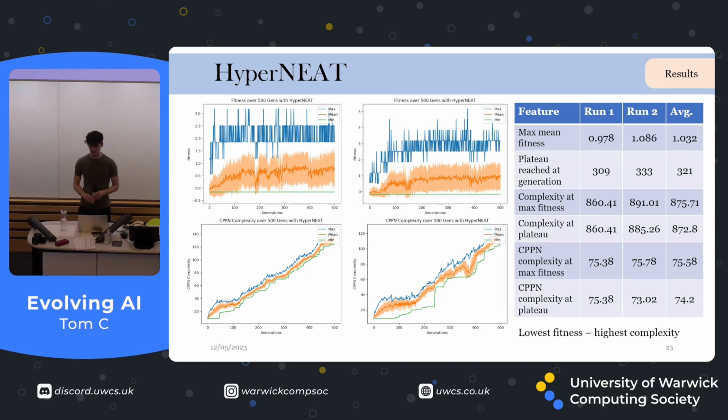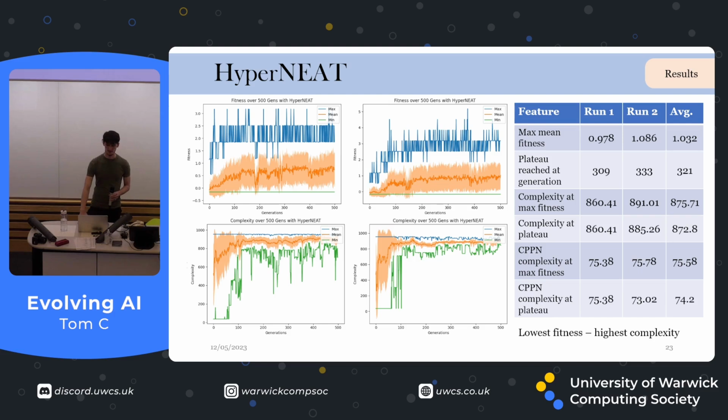Additionally, the CPPN complexity, this is the complexity of their CPPN I mentioned earlier, not the complexity of the agents themselves. Because it is evolved using NEAT, the complexity here looks very similar to that of the NEAT algorithm. But it may be more interesting to look at the complexity of the agents themselves. So here we see a very, very sharp increase in complexity very early, and it's maintained throughout. This complexity is around 900.